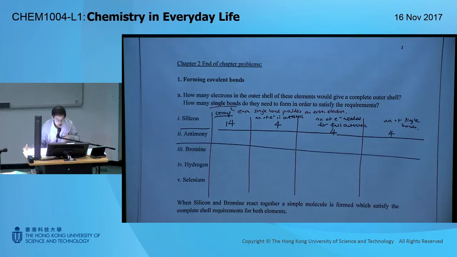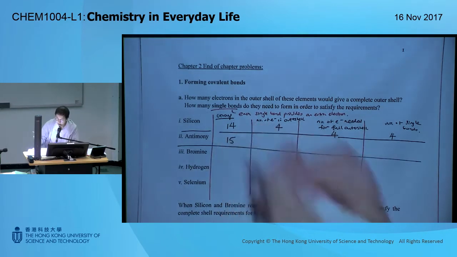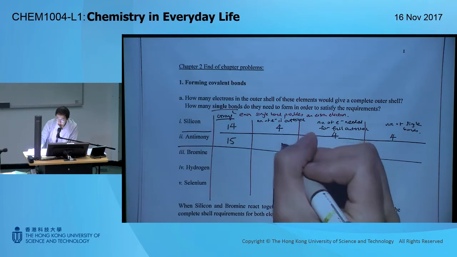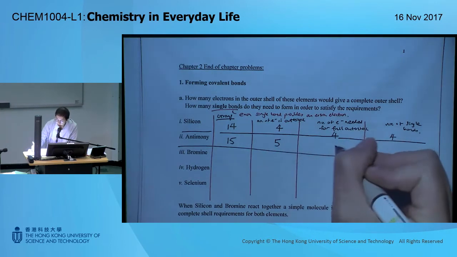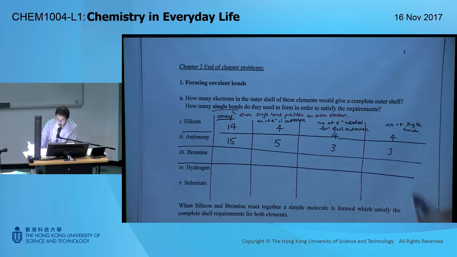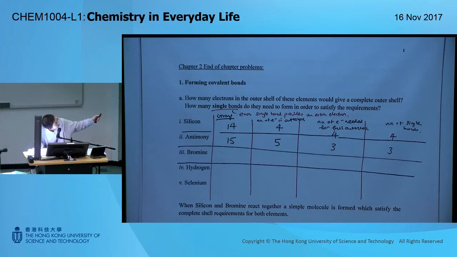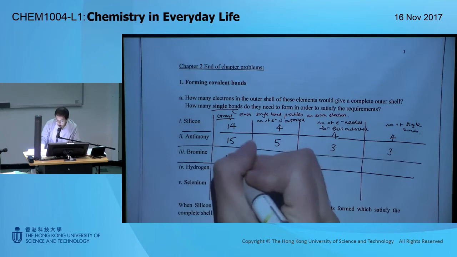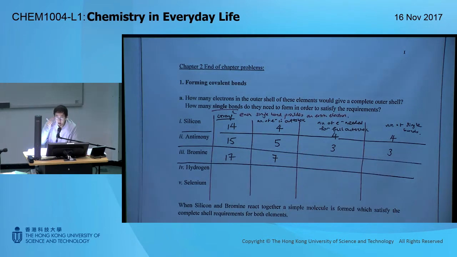Antimony, you have to find, is in group 15, and the number of electrons in the outer shell will be 5. Therefore, you need 3 more electrons, so it forms 3 single bonds. Bromine is a group 17 element here, so 7 electrons in the outer shell already, so you need 1 more electron. Therefore, just 1 single bond.